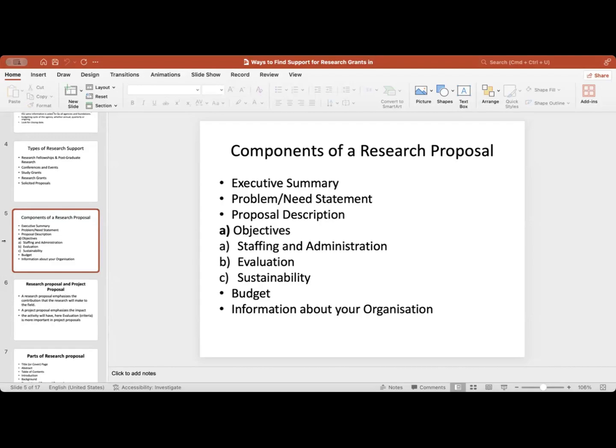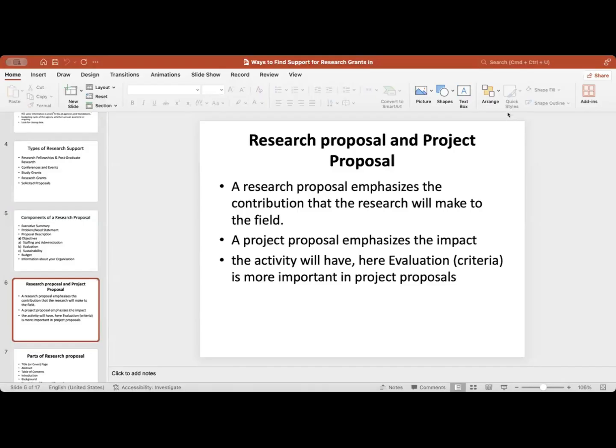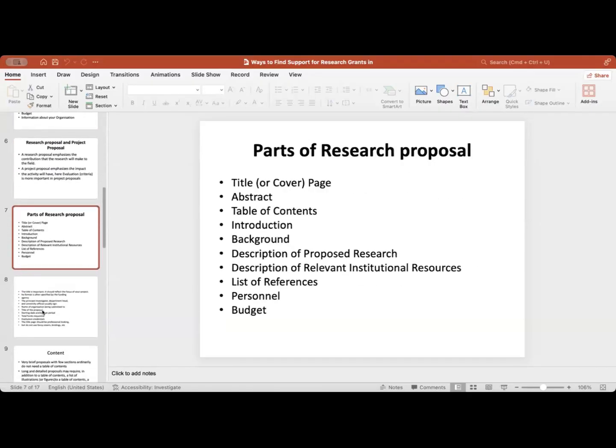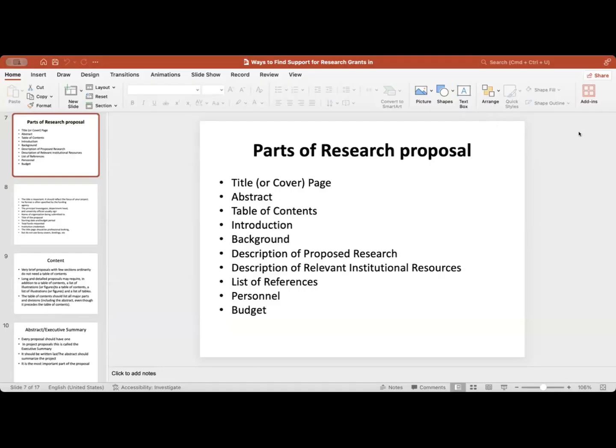Then next slide, please. Next slide. I have already explained it. Next slide. So, parts of a research proposal. We'll discuss these different components.